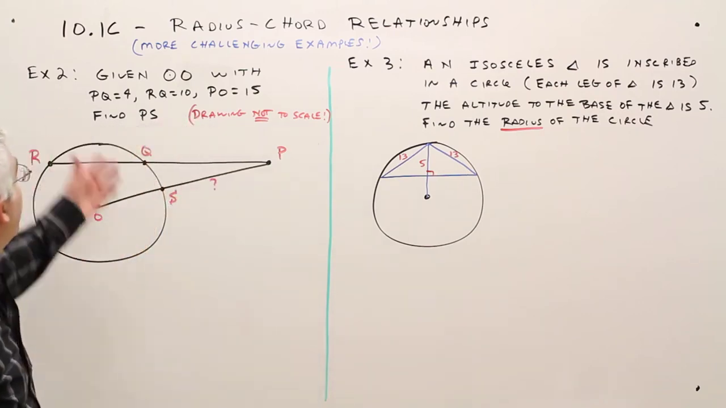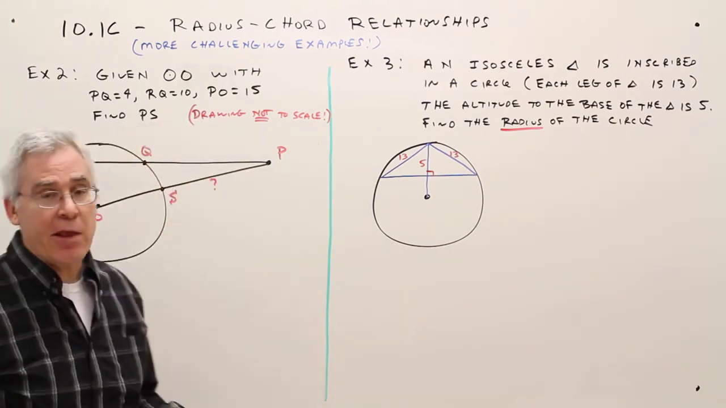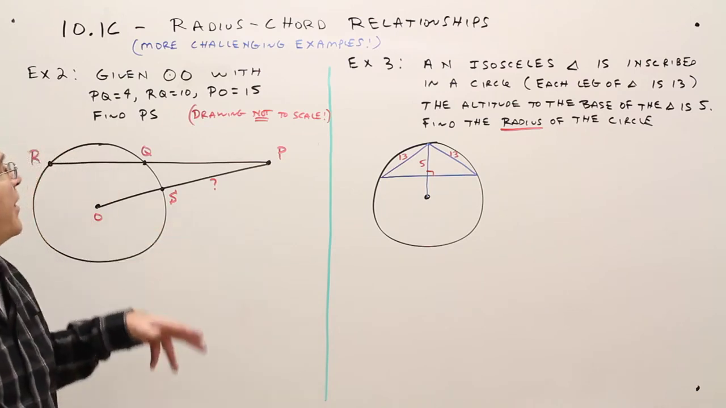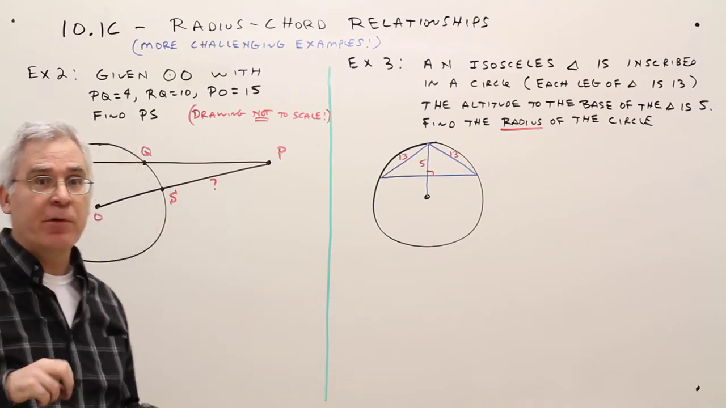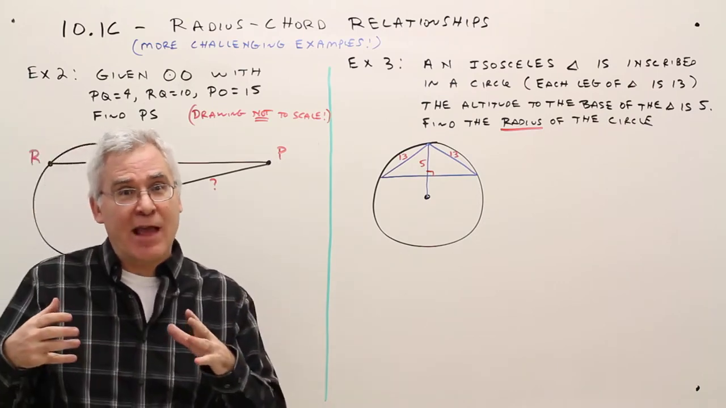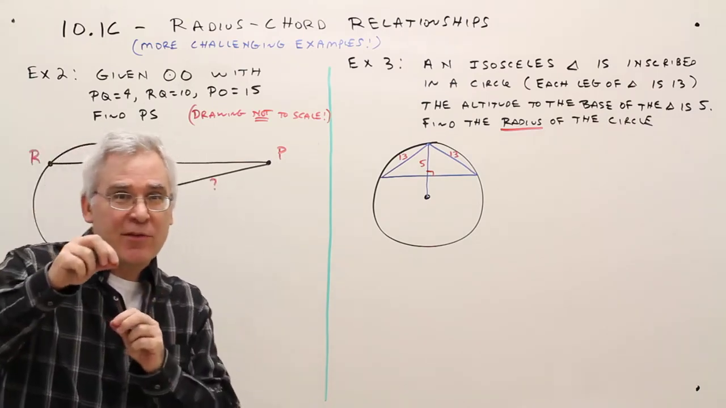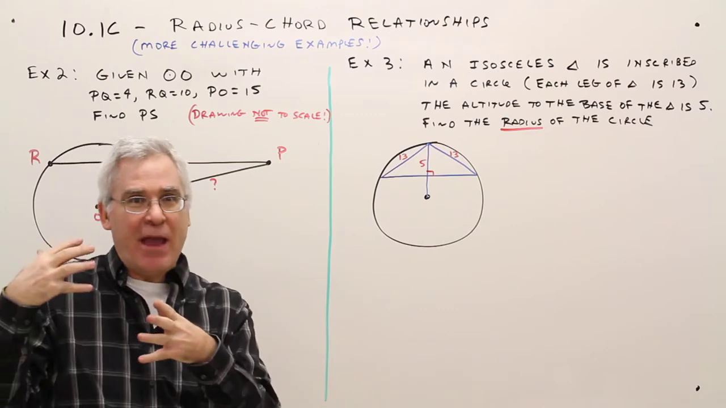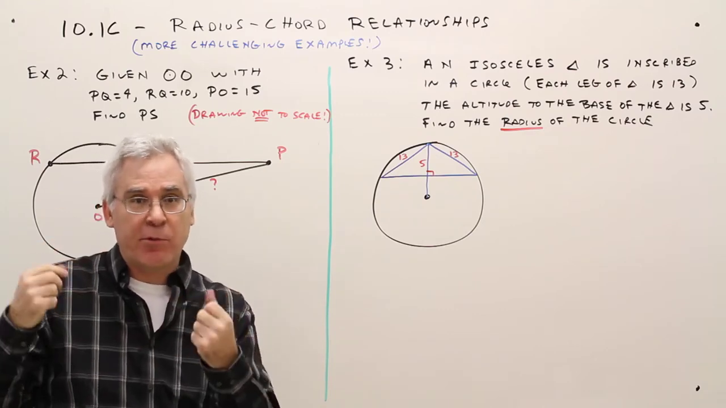Welcome to video 10.1c, some more radius-chord relationships. These will be some more challenging examples, so let's get right to it. In both of these more challenging examples, we're going to have to draw some auxiliary lines and reach back and make relationships between the theorems we just learned.